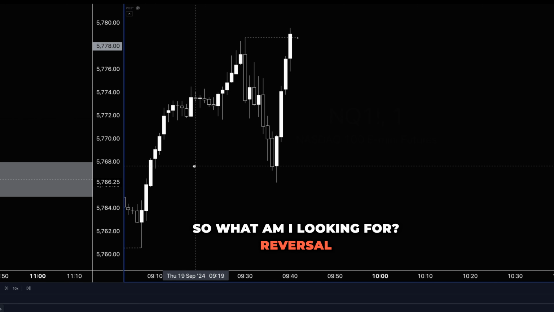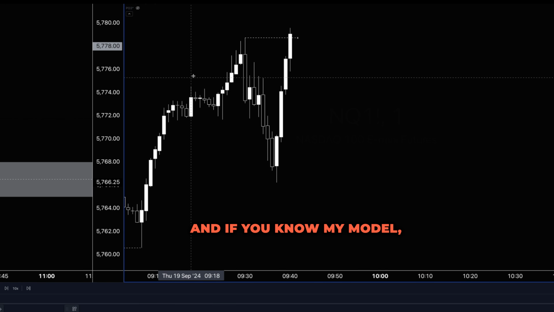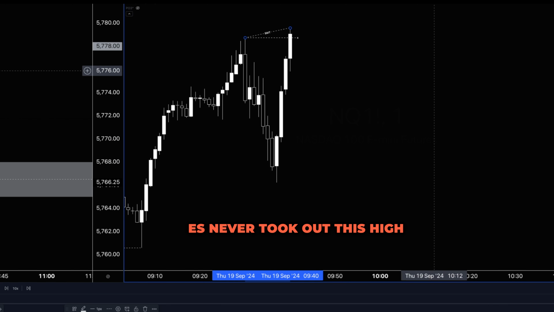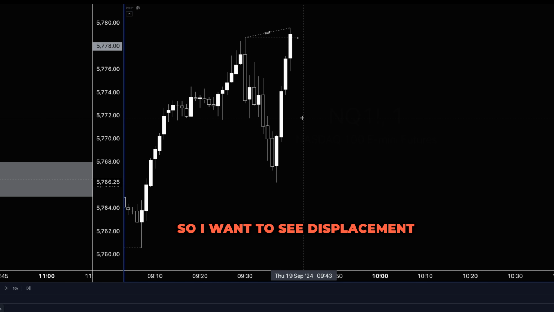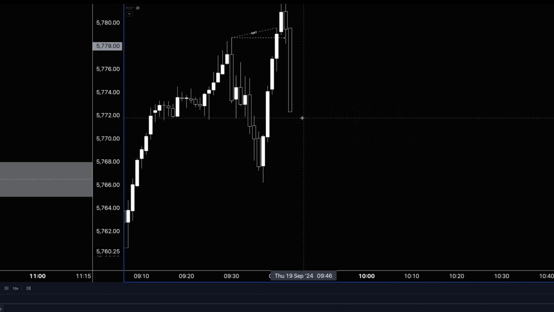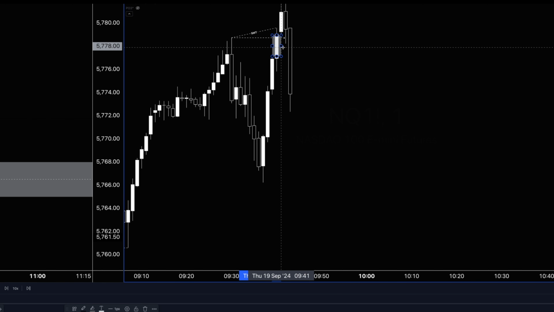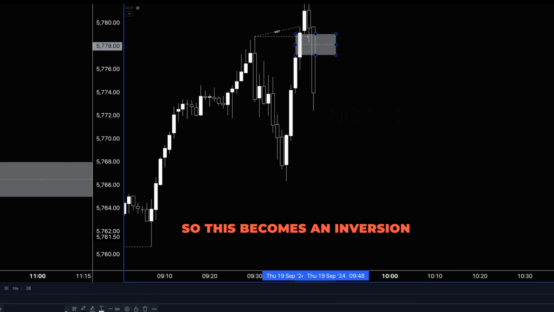So what am I looking for? A reversal here. And if you know my model, what is this? SMT. ES never took out this high, NQ does. So I want to see displacement down from here. Okay, what happens here? We inverse this 1 minute. So this becomes an inversion fair value gap.